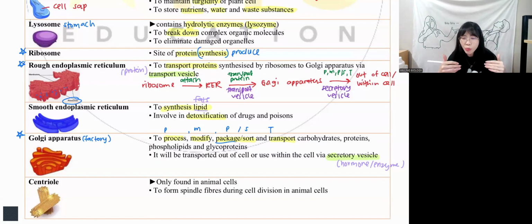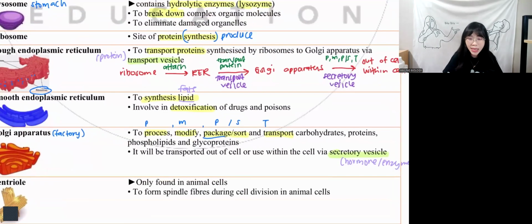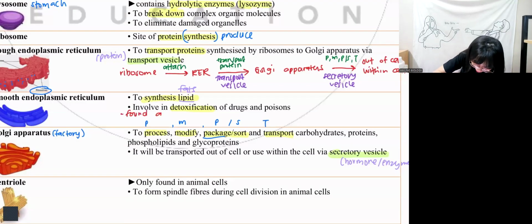And they will carry out detoxification. Detoxification means they want to remove the toxins from your body. It's called detoxification. People who take drugs, people who take a lot of alcohol, people who take a lot of medicine, their liver is usually not very good because smooth ER can be found abundantly in the liver. Let me write over here, yeah? You can also write together, yeah? Found abundantly. Abundantly means a lot. It can be found abundantly in liver cell.